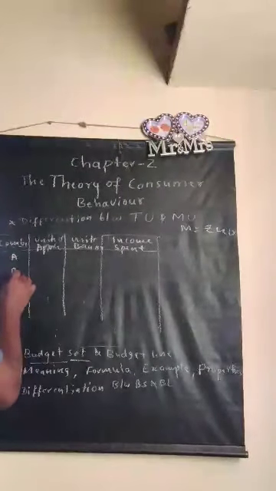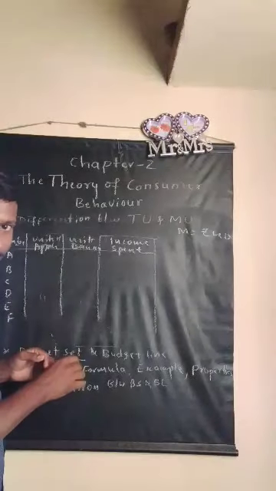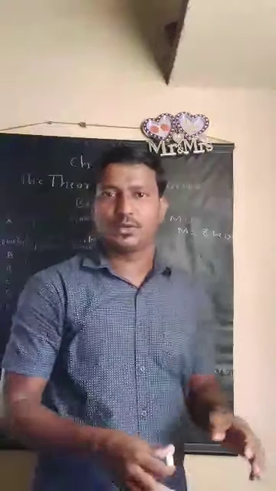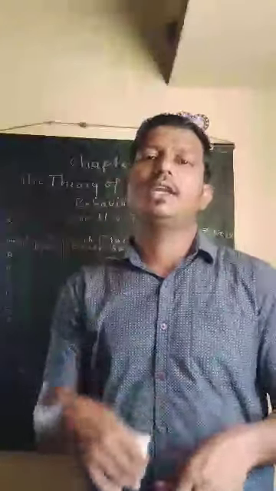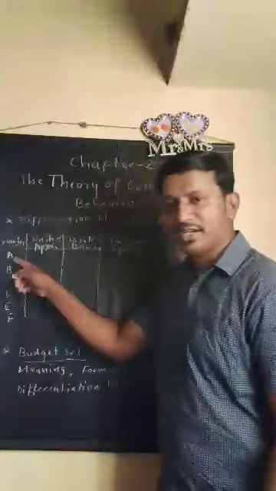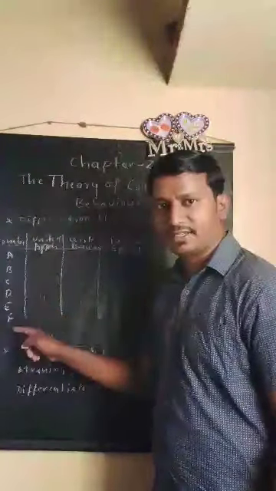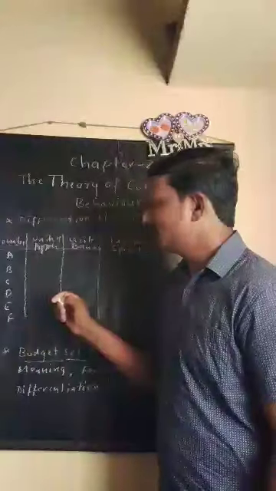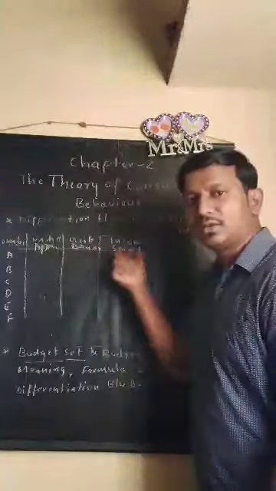So now we see different combinations we'll make here. Combination A, B, C, D, E, F. Like that, we can make different combinations. How much income we have, and how we can make a different combination, we are going to see here. In this case I have made a total of 6 combinations, A, B, C, D, E, F, with the units of apple, units of banana, and the total income spent.